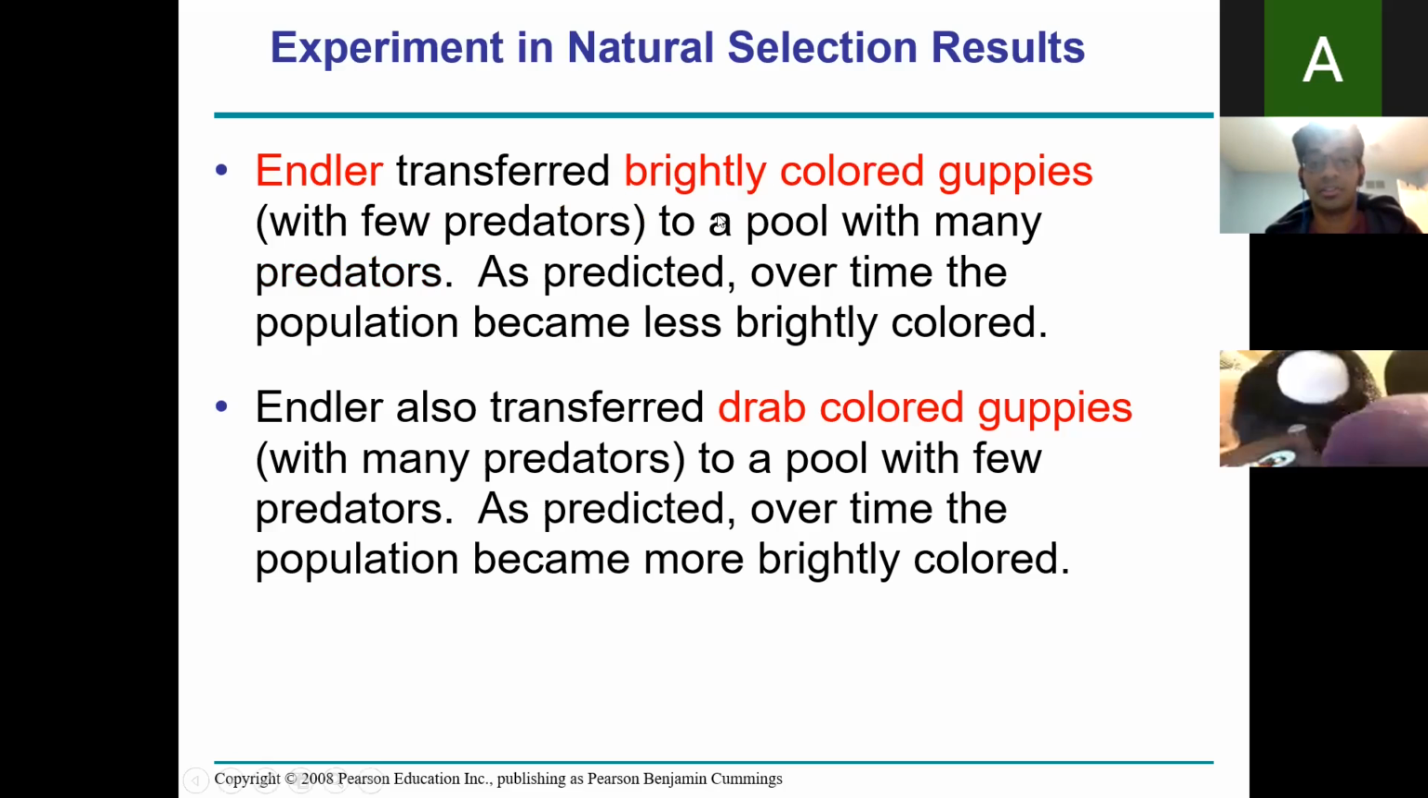So when you put the brightly colored guppies into a pool with many predators, the population became less bright, because that's the trait that helped them survive. So now you have these less bright, drab colored guppies in a pool with many predators. Now you put them into a pool with very few predators, and being brightly colored helps them when there are no predators, so they gradually became brightly colored.